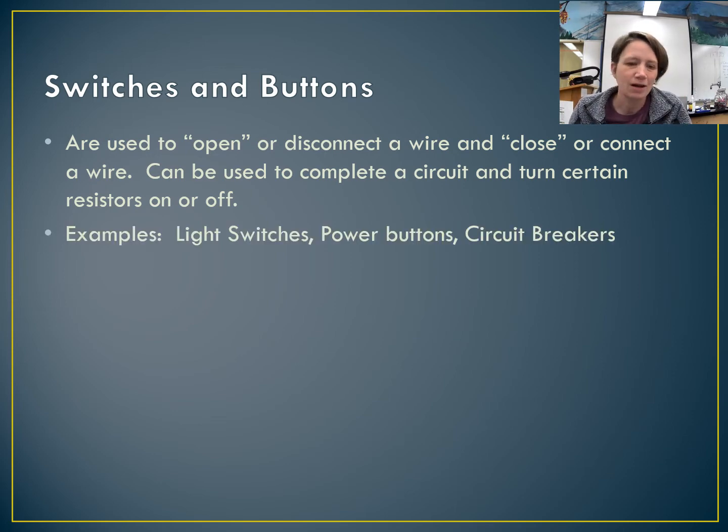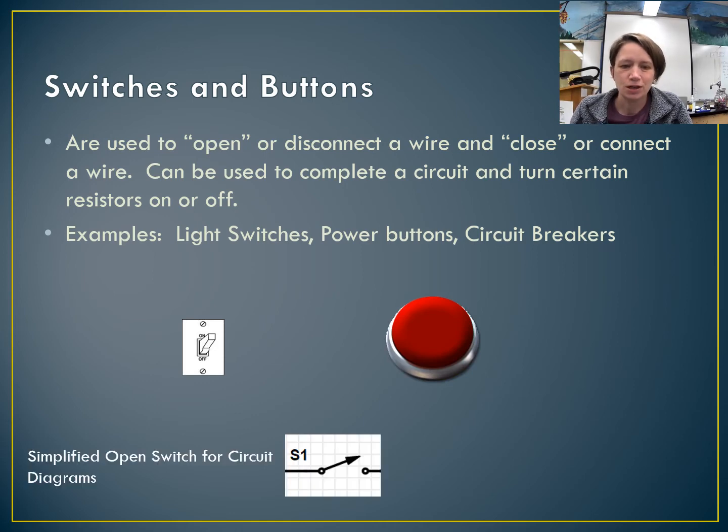Some examples from your life: obviously, anytime you have a light switch or a power button on something. Circuit breakers in your house are examples of switches as well. In a circuit diagram, a switch is usually drawn sort of like a little door, and open looks like an open door, and you can see that the wire is essentially broken.